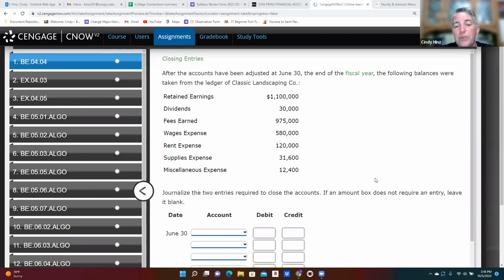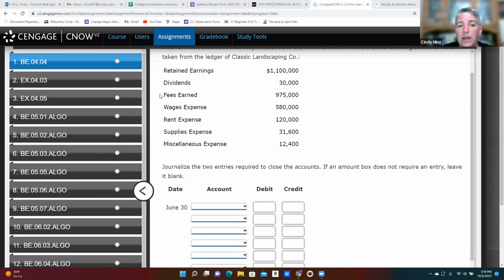This textbook uses a two-step closing process. The first step is to close all of the revenue and expense accounts, and they close those directly into the retained earnings account. So they're adding the net income or subtracting the net loss. As we look at our accounts here, we can see, starting here, revenues and then 4 expense accounts.